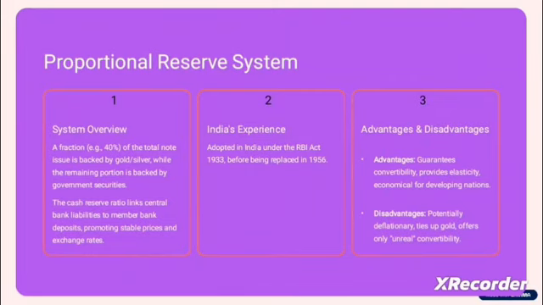In India, it was adopted under the Reserve Bank of India Act of 1933 and replaced in 1956. Advantages include guaranteed convertibility, elasticity, and being economical for developing nations. Disadvantages include the potential for deflation, tying up gold, and offering only unreal convertibility.